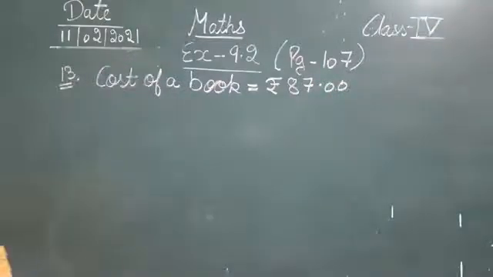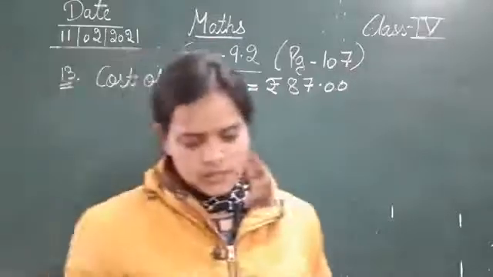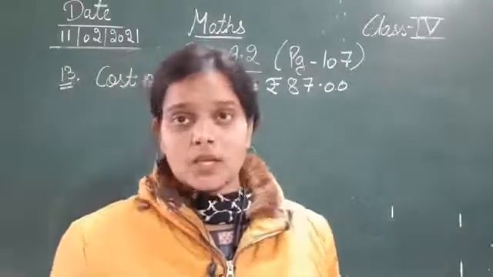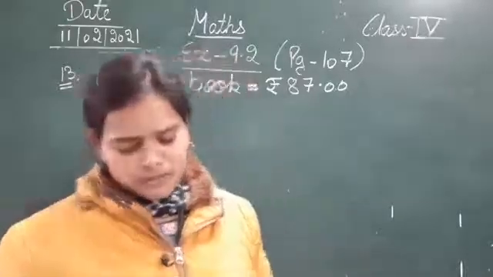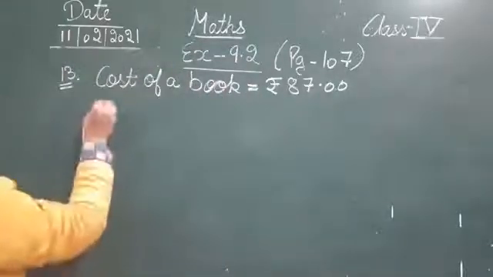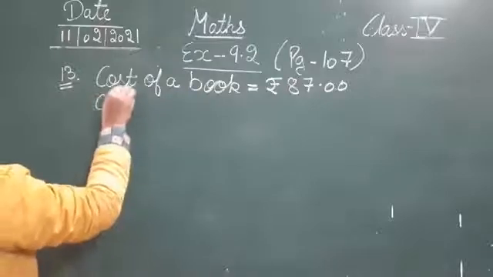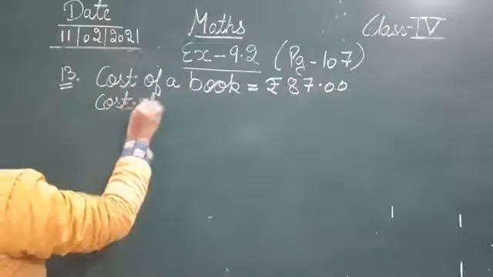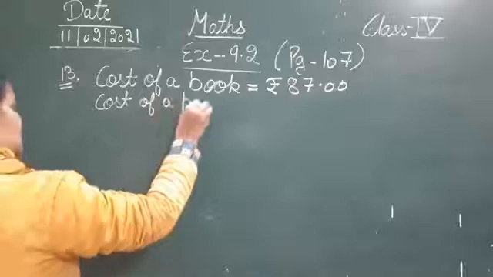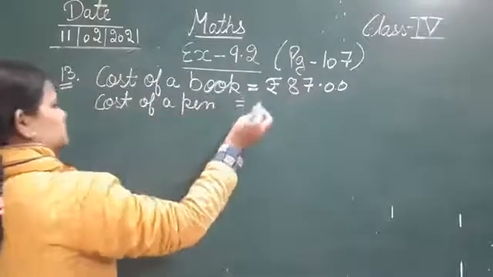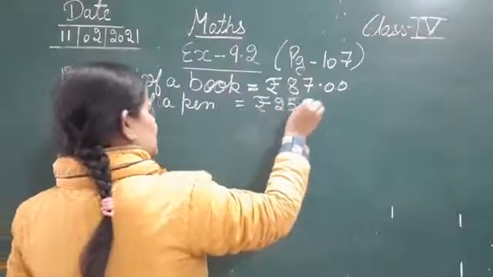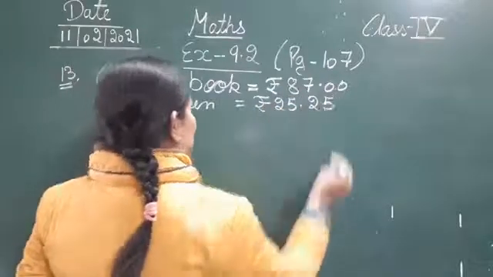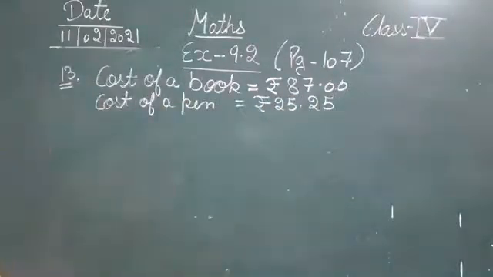The second item bought by Rekha is a pen. The cost of the pen is 25 rupees and 25 paise. This is the cost of the second item that she bought.